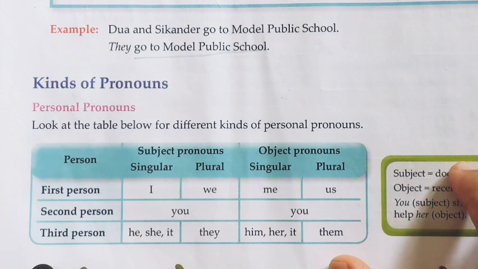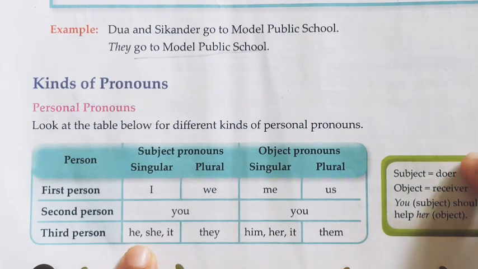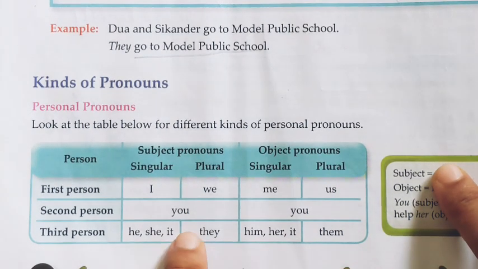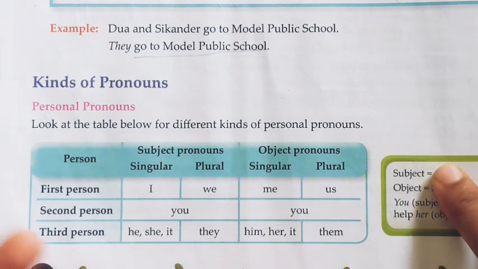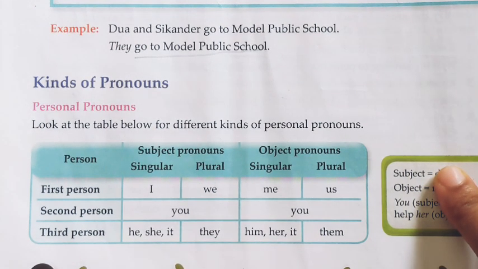When I am talking about you, it's second person. And when we are talking about some other person, it is the third person. So it includes he for boy, she for girl, it for a non-living thing. It could be any object, any animal, any plant, anything that is related to non-human.